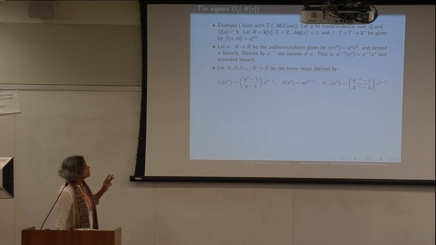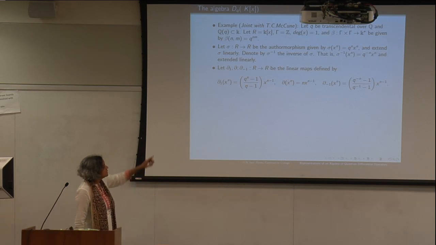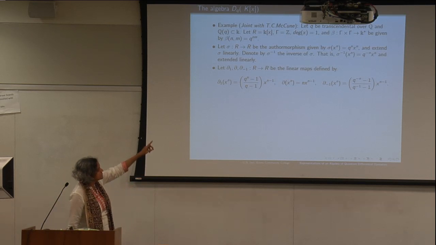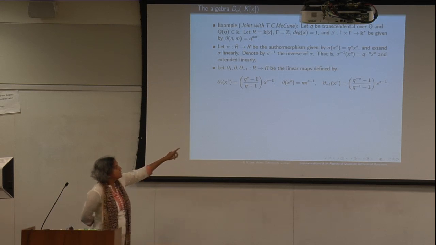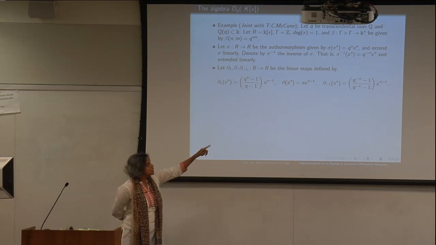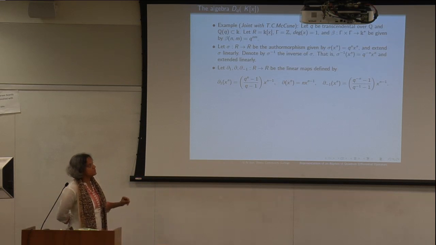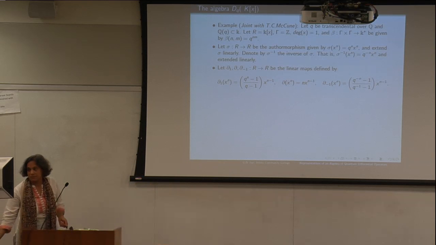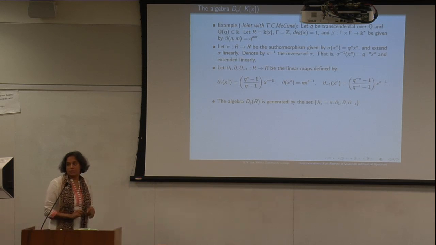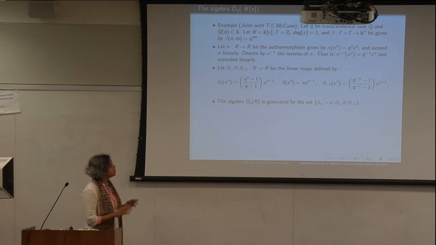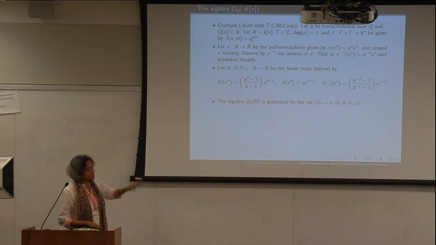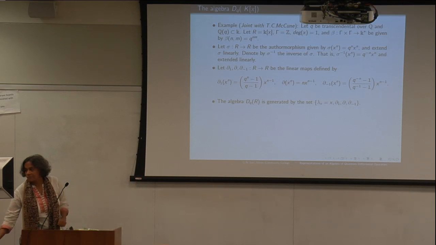You get three different derivations. Del 1 is a quantum derivation with Q. Del is the usual derivation. Del minus 1 is a quantum derivation with Q inverse. So we could identify DQ R in this case. This is generated by multiplication and these three derivations.